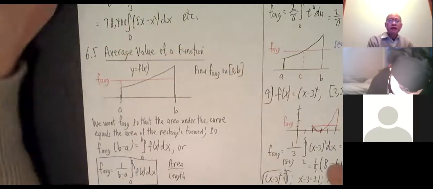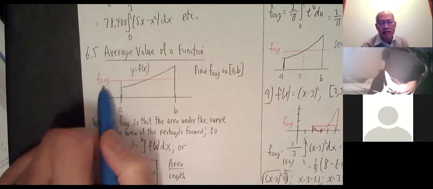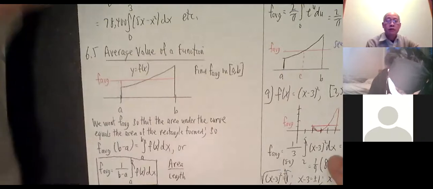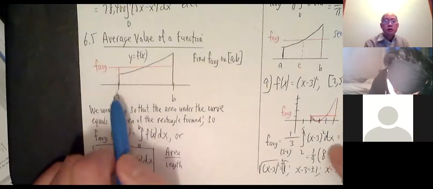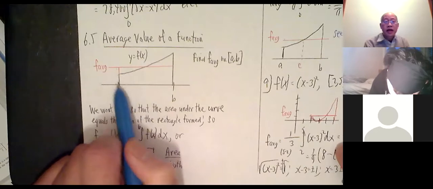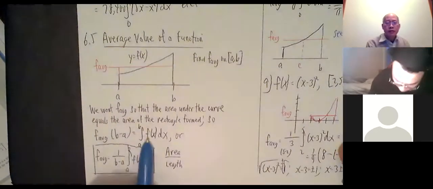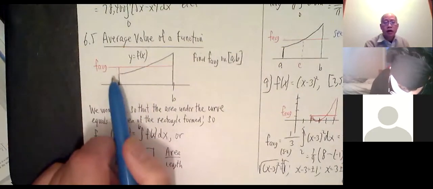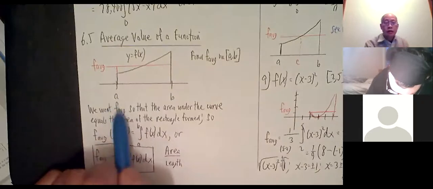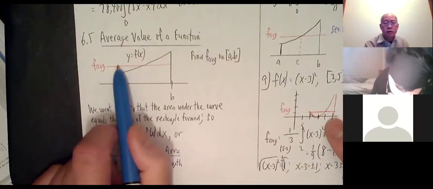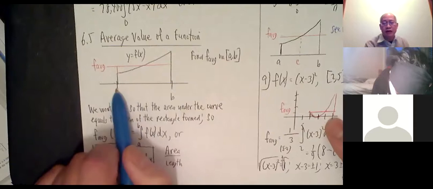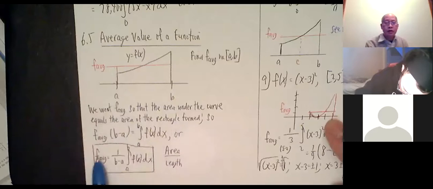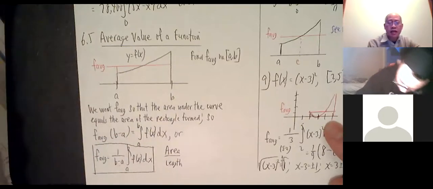Okay. So that means I want F average. Again, my average is AVG, not AVE. To me, AVE means avenue. But anyway. So I want the area under the curve, integral from a to b of f of x dx, to equal the area of this rectangle. So how do you find the area of that rectangle? It's base times height. The height is f average. And how far is it from here to here? It's just b minus a. Like if this is 3 and this is 10, you would just go 10 minus 3, right? So it's f average times b minus a.